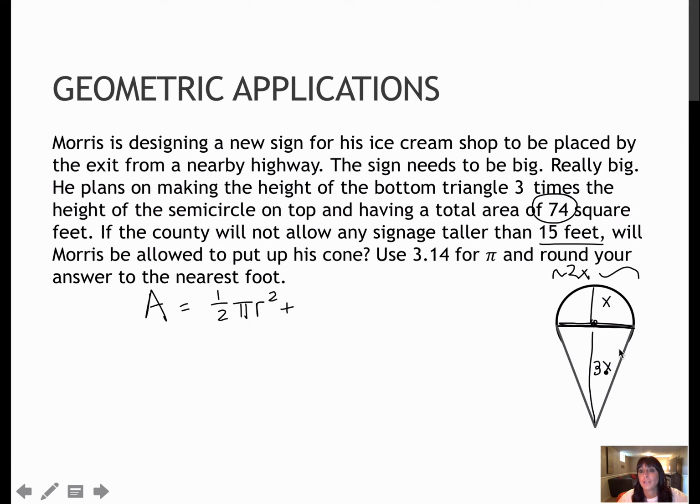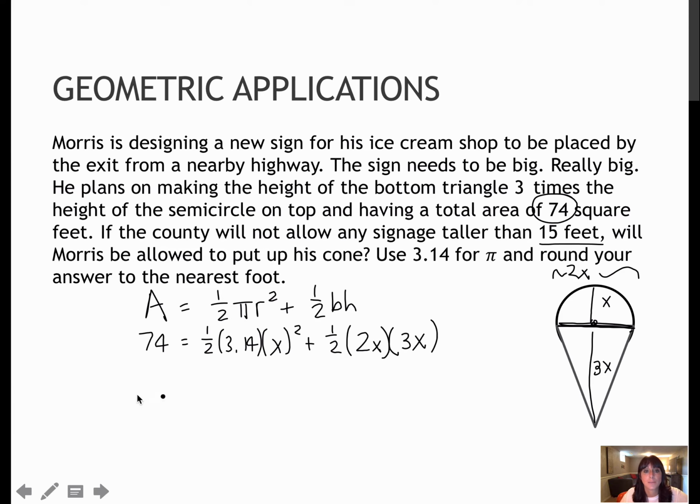A triangle is 1/2 times base times height. So that's how I'm going to find the area. And now I'm going to plug in the values that I know. Area is 74. 1/2 times 3.14 times r squared, which in our case is x squared. And then 1/2 times the base, which we said was 2x, times the height, which we said is 3x. So those are all of the values, and of course our only unknown is x.